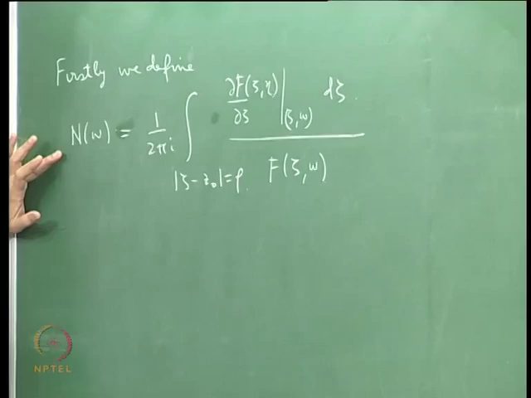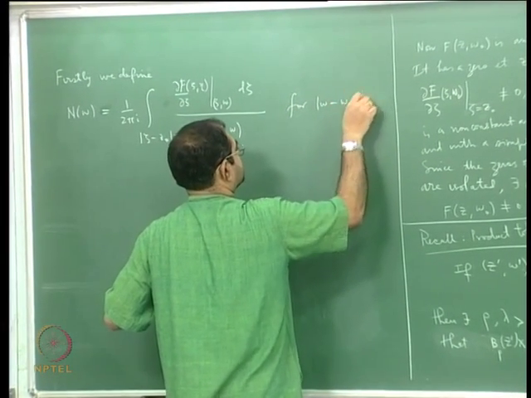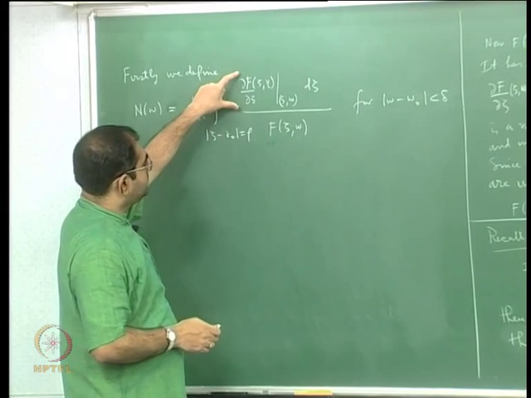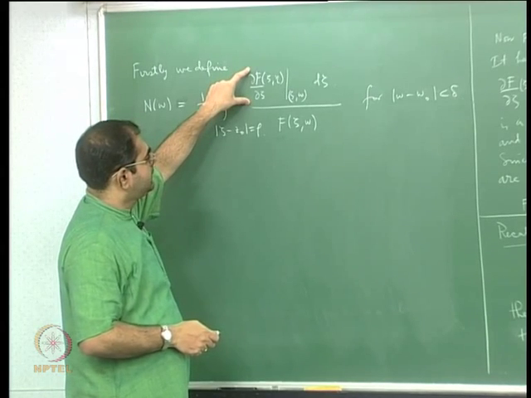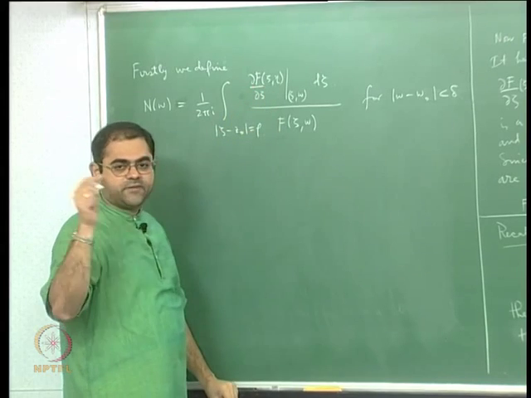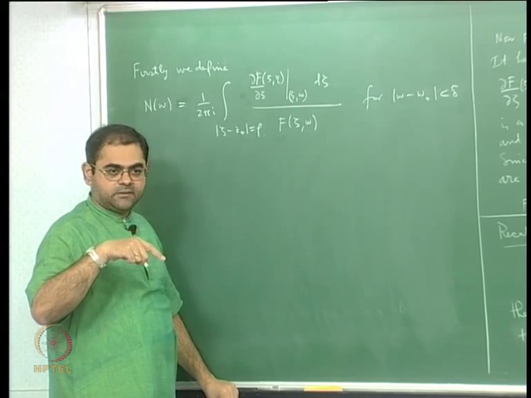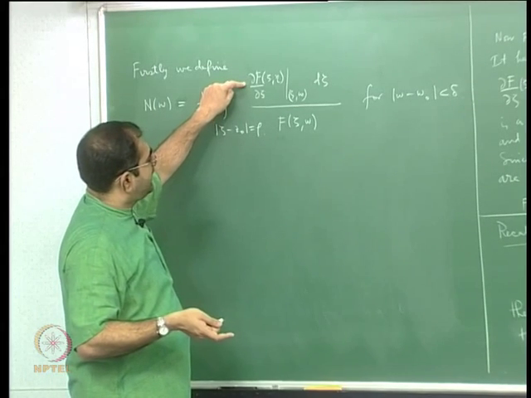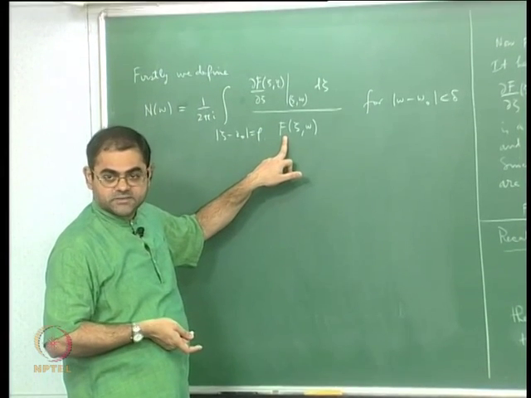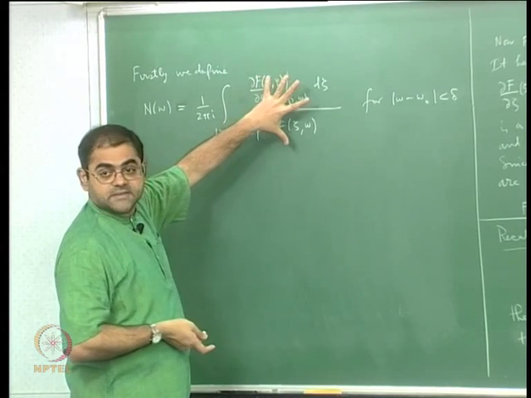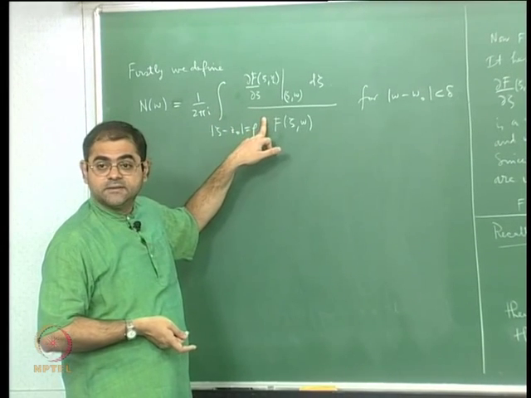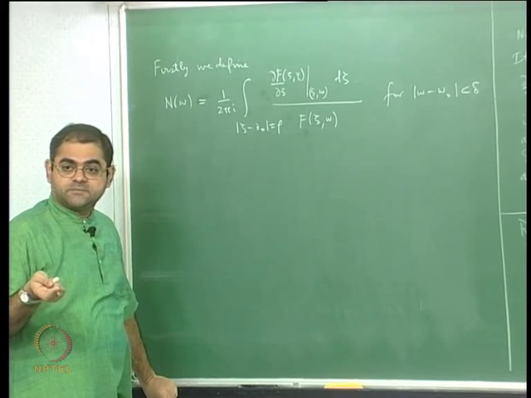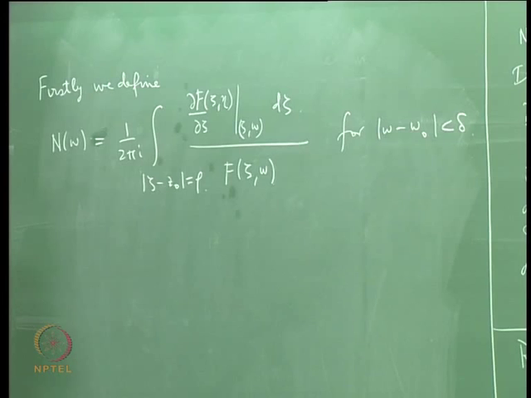Okay, suppose we define this for mod w minus w naught strictly less than delta. Mind you, this integral also makes sense because the numerator is an analytic function. You take f and freeze the second variable to be w, then it is an analytic function of the first variable, you take its derivative with respect to the first variable, and the derivative of an analytic function is again an analytic function. Therefore, this is an analytic function, and it is just the derivative of the function in the denominator, so it is a logarithmic derivative actually. In other words, you are taking the integral of the logarithmic derivative of f, and if you divide by 2 pi i, by the argument principle you get the number of zeros minus the number of poles counted with multiplicity.